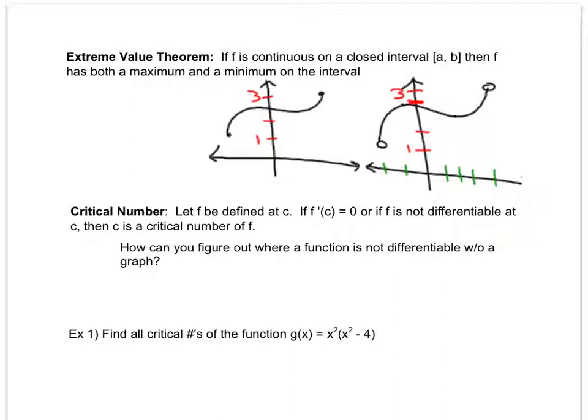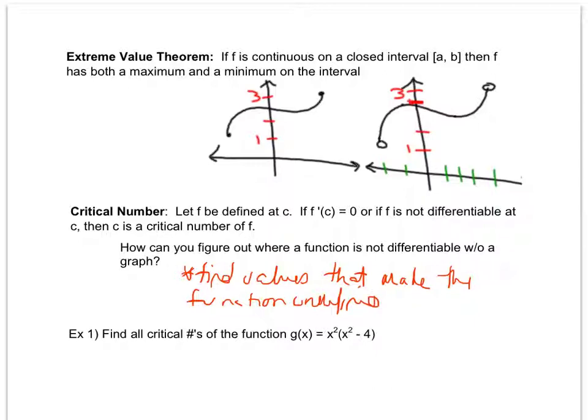So if I'm not looking at a graph, how can I figure out where a function is not differentiable? Well, all we're going to do is look at what values would make the function undefined. So oftentimes you'll hear me say what values either make the derivative undefined or make the derivative equal 0, make the function, and it should say the function's derivative. Sorry about that.